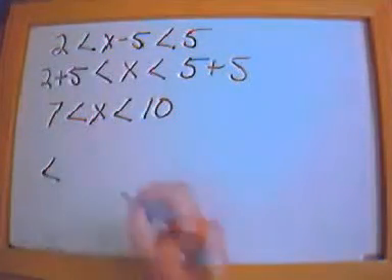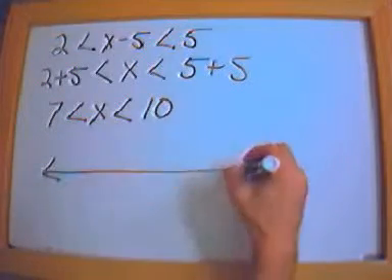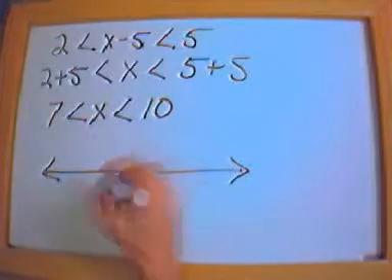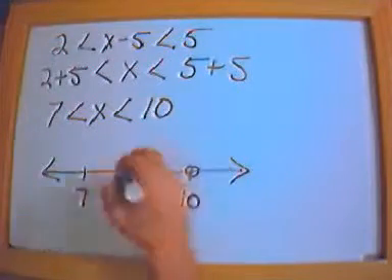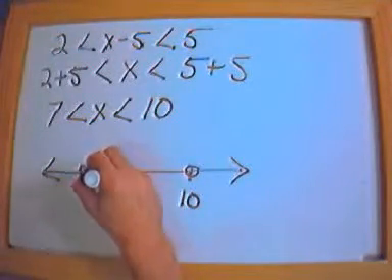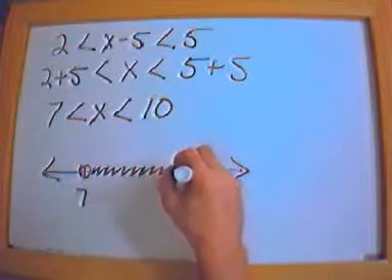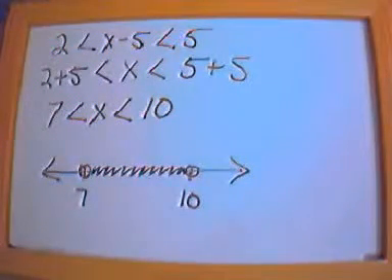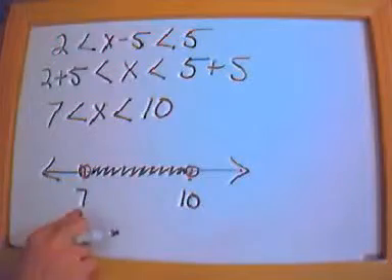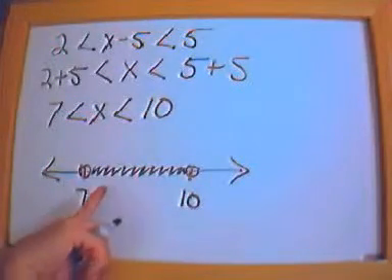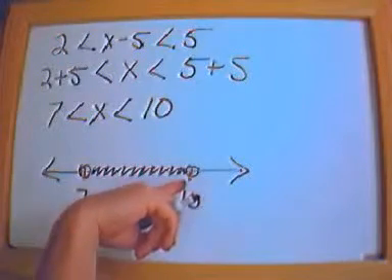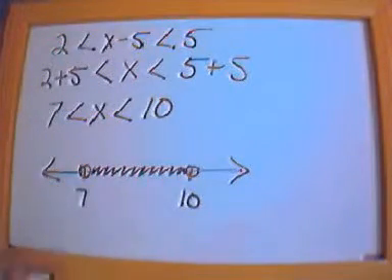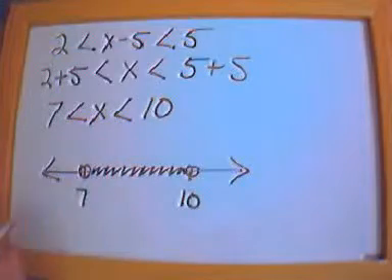So if I were to draw this on a graph, if I had 7 here and I had 10 here, there'd be an open circle here, an open circle here, and the solution to this inequality would be all the numbers between 7 and 10, not including 7 and not including 10. So 7.1, 7.2, 7.3, 7.4, and so on and so forth to 9.99999, but not including the two end numbers because there's no equal signs under here.